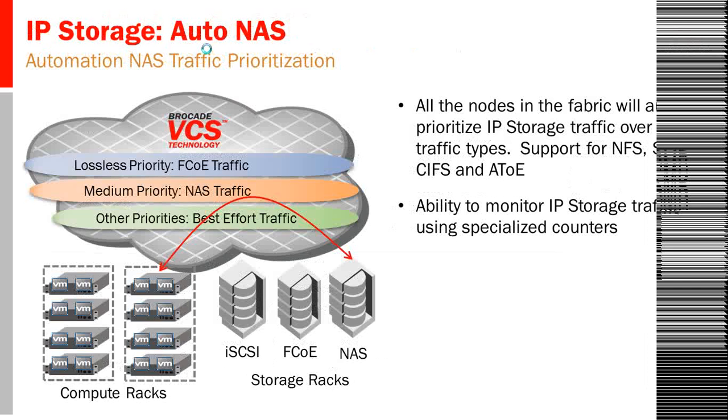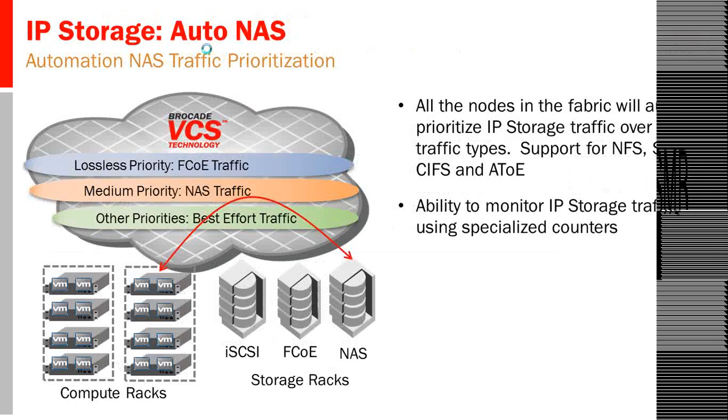So I think this is probably the last slide, and this is about this kind of automated NAS prioritization. Like I've said, it is for NAS. It's for the other traffic types, and we will identify those traffic types like NFS and CIFS and that kind of thing. But really, this is across the fabric.